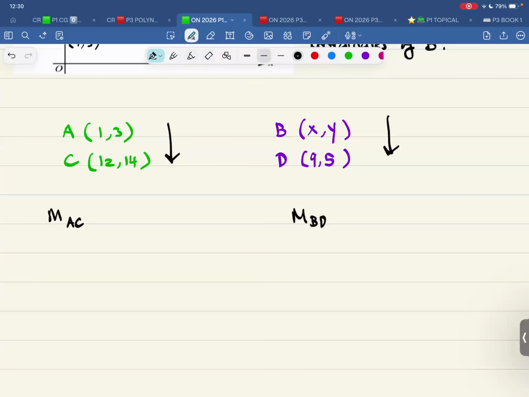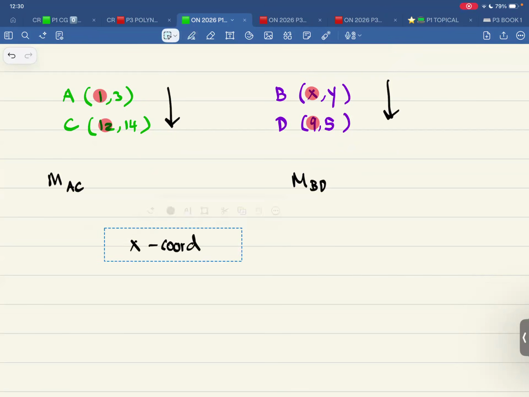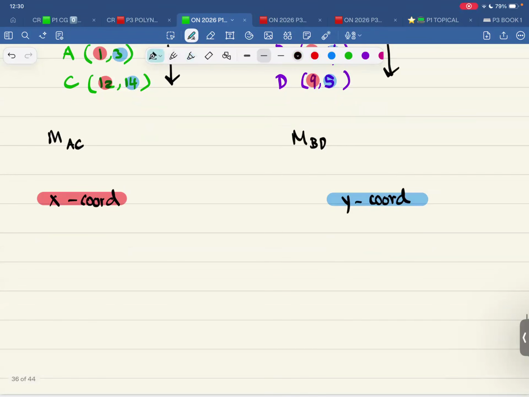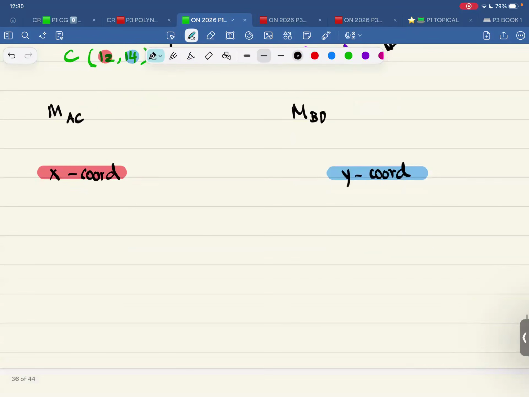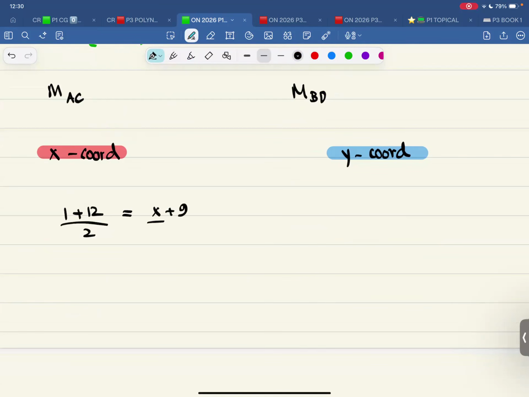Now let me get a highlighter. This is 1, this is 12, this is X, this is 9. Let's just focus on the X coordinate first, and then I'll focus on the Y coordinate. The average of X coordinates should equal the average of the other X coordinates. So I'll write 1 plus 12 divided by 2 should equal X plus 9 divided by 2.